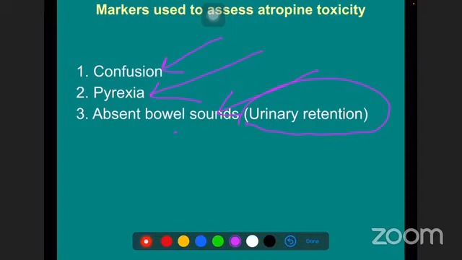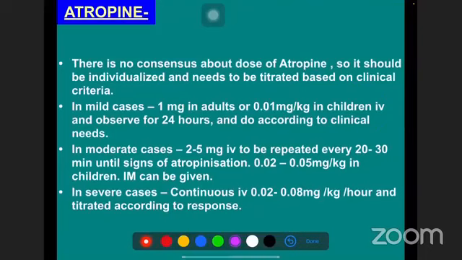In case of atropine toxicity, we should stop the atropine and we should settle the patient with benzodiazepines. There is no consensus about the dose of atropine, so it should be individualized and titrated based on the clinical criteria. In mild cases, we should give 1 milligram adult dose. In moderate cases, 2.5 milligram IV should be repeated every 20 to 30 minutes. And in severe cases, continuous IV infusion of 0.02 to 0.8 milligram per kg per hour. So these are the doses for atropinization.